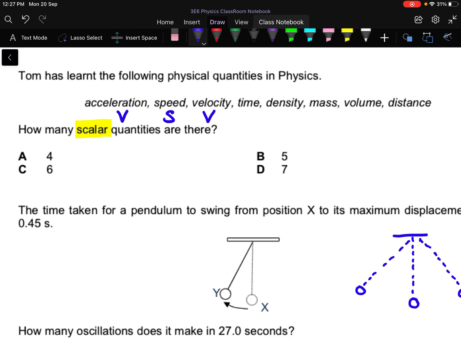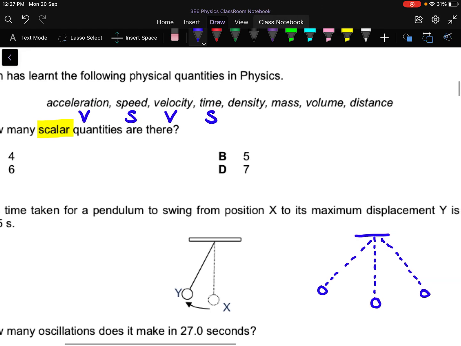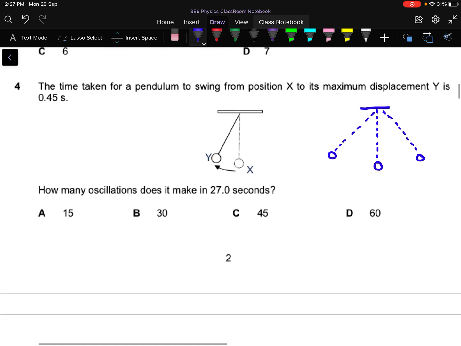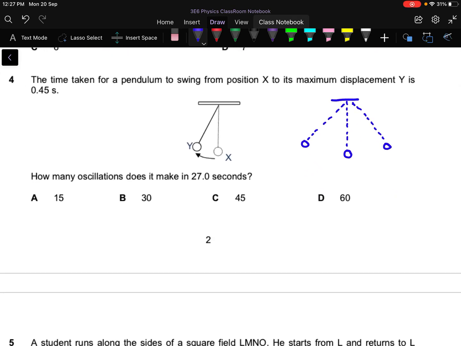Time, unfortunately, as of now, you can only travel forward in time, so we say that time is scalar. Density is made up of mass and volume, both of which are scalar. So because of that, when you take a scalar divided by another scalar, density is also a scalar. Distance is always positive, so it is a scalar.